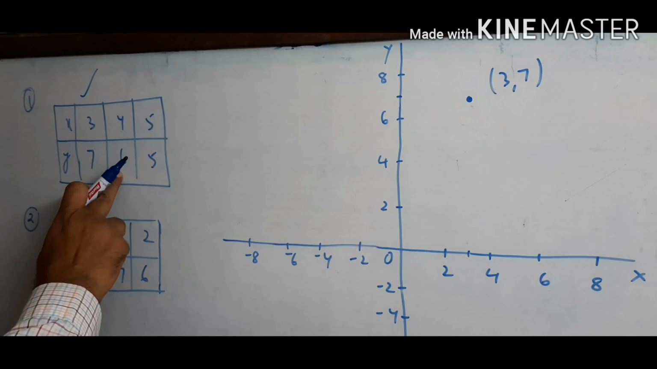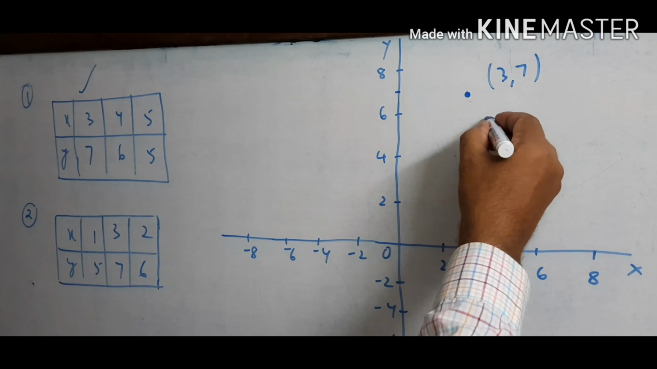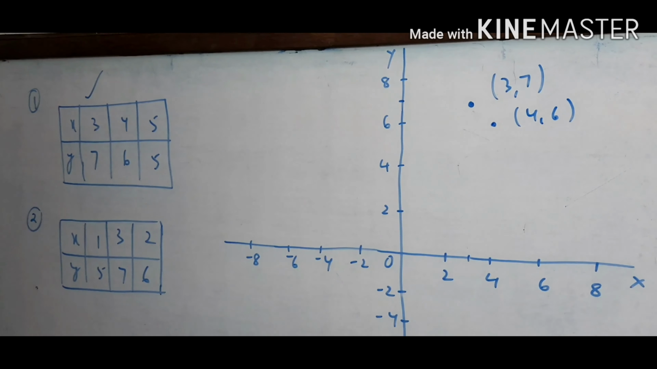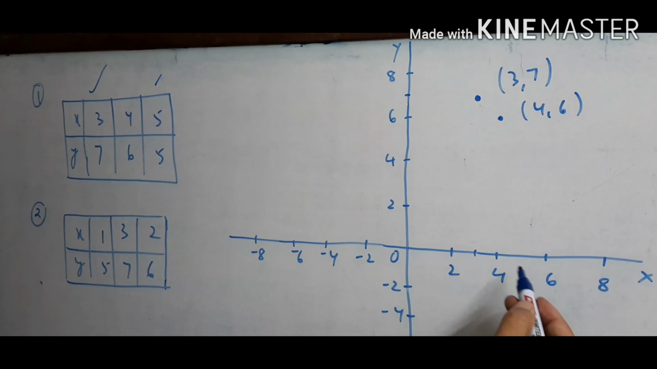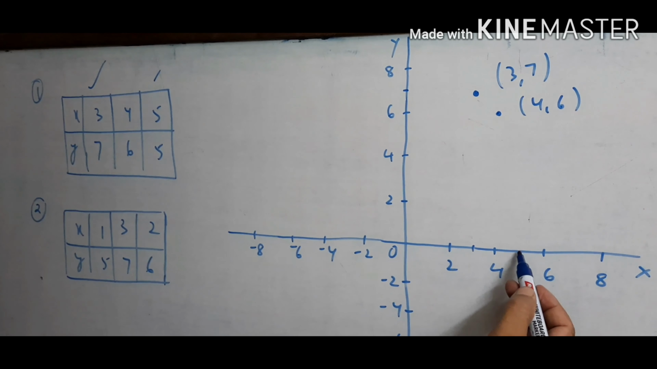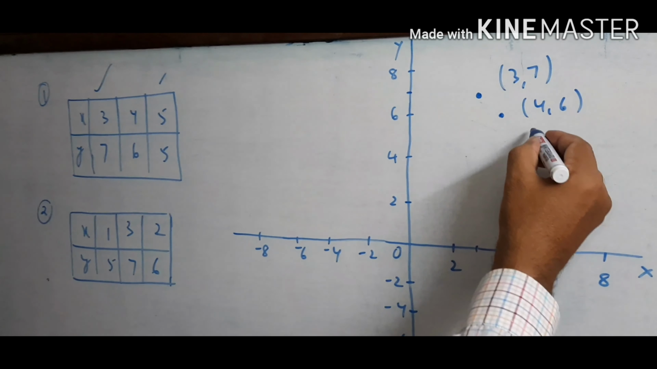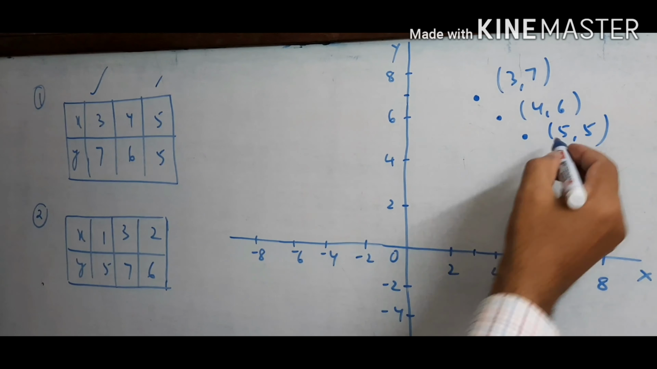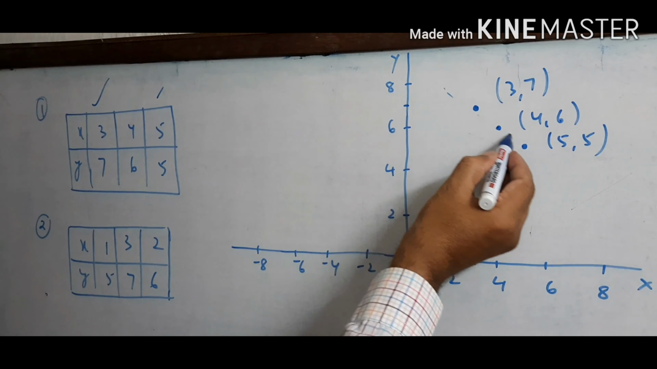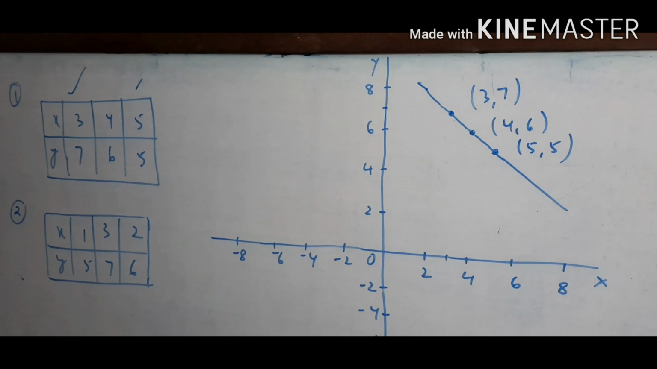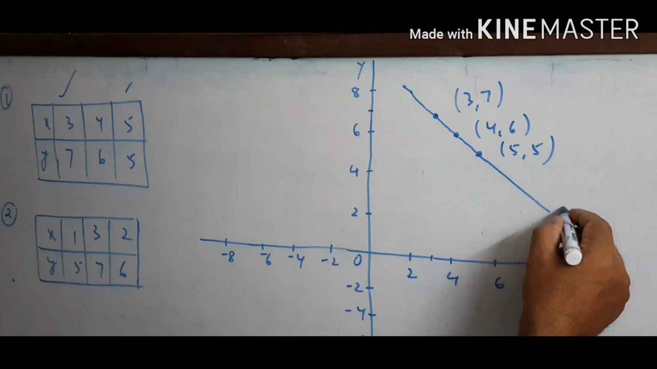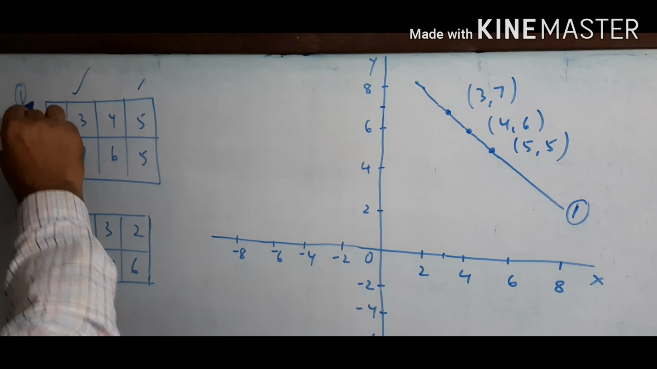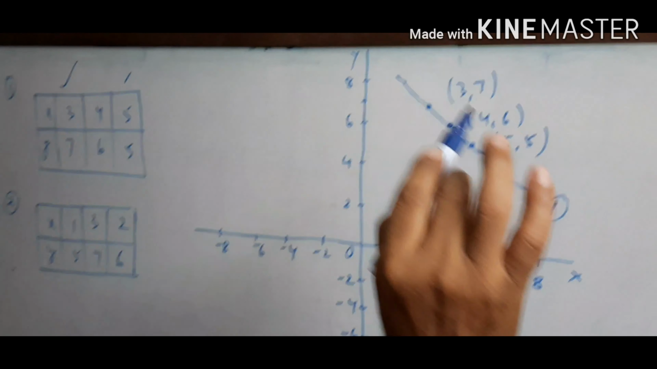Now 4, 6. So x is 4, y is 6 will come about at this point, and we plot here 4, 6. Then next we go 5, 5. So 5 will come between 4 and 6. 5 on the x-axis, 5 on the y-axis, at this point. And we take it 5, 5. Now draw a line passing through these 3 points. And we name this line as equation 1, because this is the graph of equation 1.